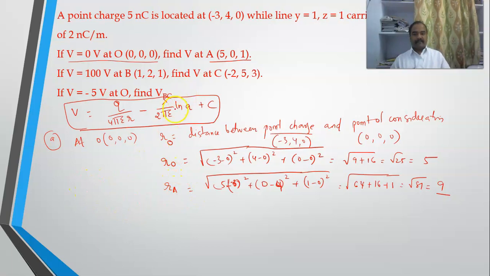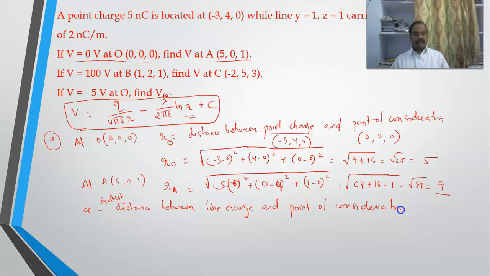Similarly, let us consider this particular a value. So this is at A, (5, 0, 1). Now we will consider these a values. The a value is the shortest distance between the line charge and the point of consideration. My point of consideration can be the origin O or it can be A at (5, 0, 1).